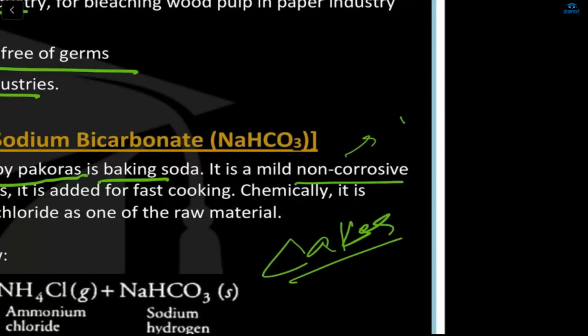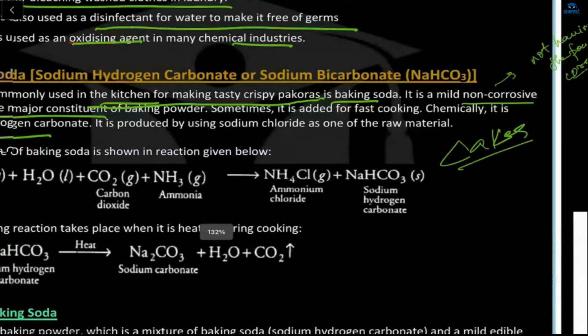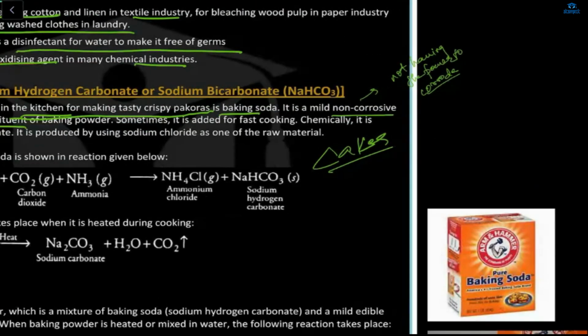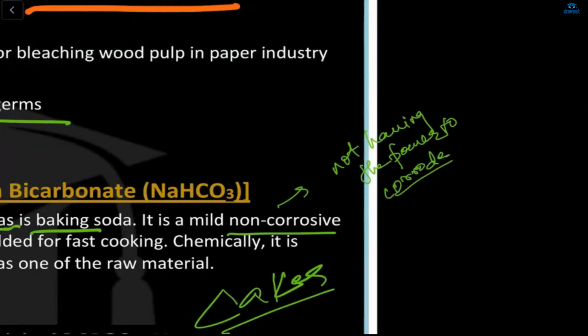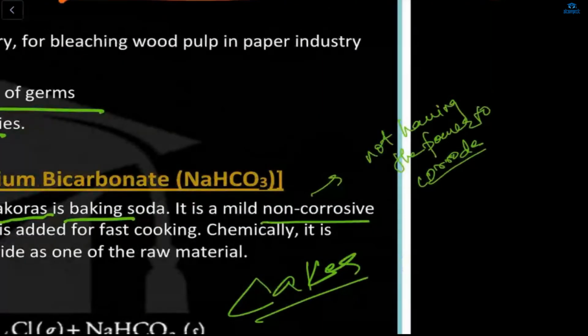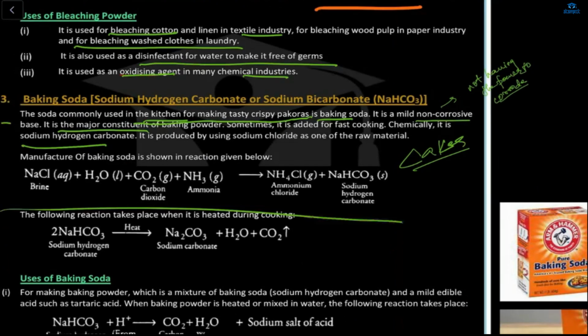Let me write here, not having the power to. Okay, so this part is done. It's a mild non-corrosive base. Why? Non-corrosive means not having the power to corrode, which means our baking soda is not having the power of corrosion. It's very weak. Okay, now this was the reaction which we already did.